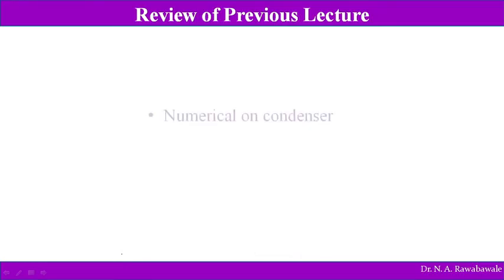In previous lecture we have discussed numerical on condenser. Today also we will be discussing a numerical on condenser, but this is a jet type of condenser. In the previous lecture we discussed surface condenser. Now today we are going to discuss jet type condenser where the two fluids, steam and the cooling water, are going to mix with each other, and simultaneously we are going to calculate the data for the pump which is used to extract condensate as well as air from the condenser.